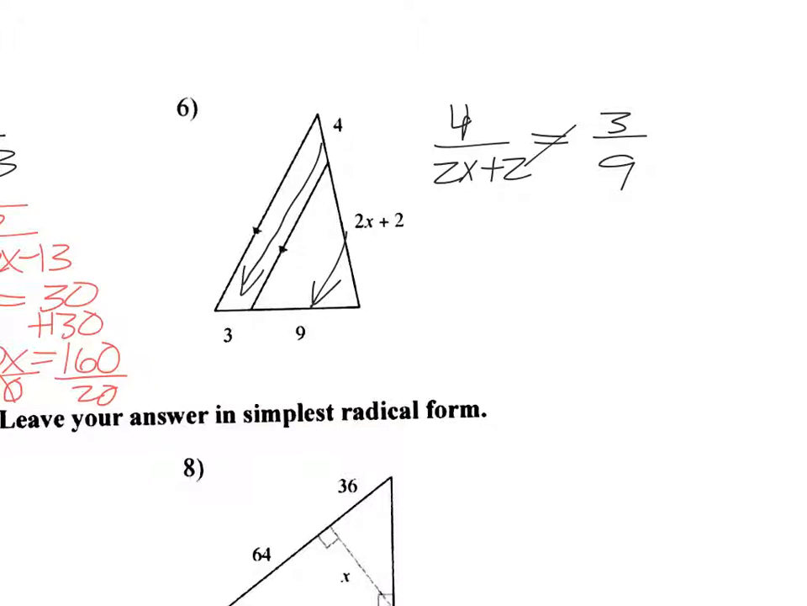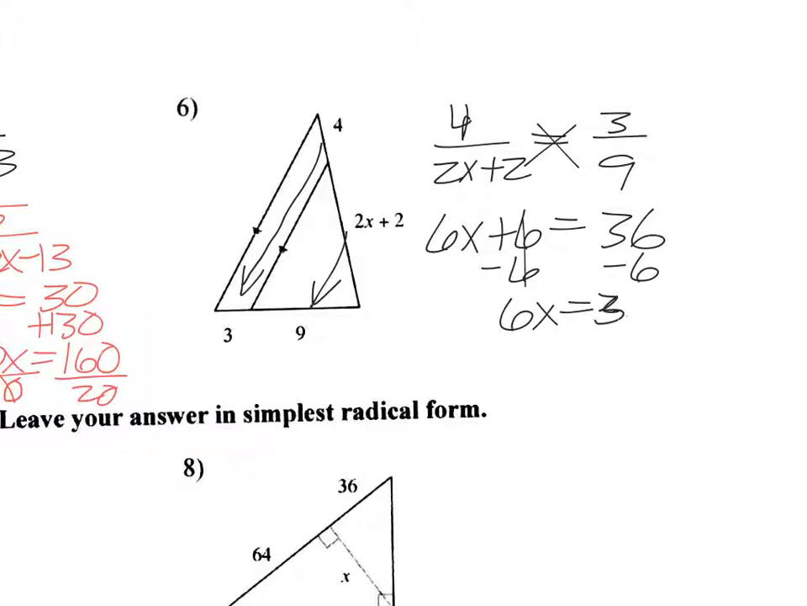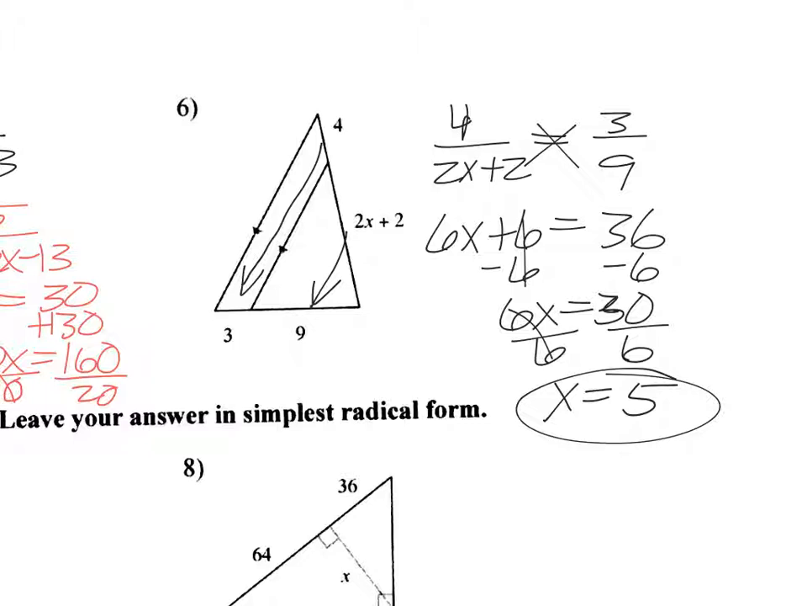So cross multiply, do distributive. So we get 6x plus 6 equals 36. Subtract 6. 6x equals 30. Divide by 6. And we get x is 5. Again, good idea to plug it in. So if I plug 5 in, 5 times 2 is 10, plus 2 is 12, 4 with 12, 3 with 9. That makes sense. 4 is a bigger number, so it should have a bigger number with it.